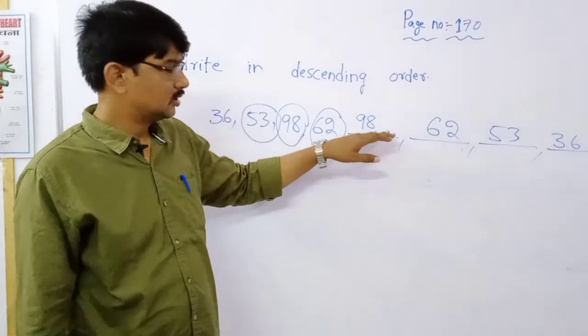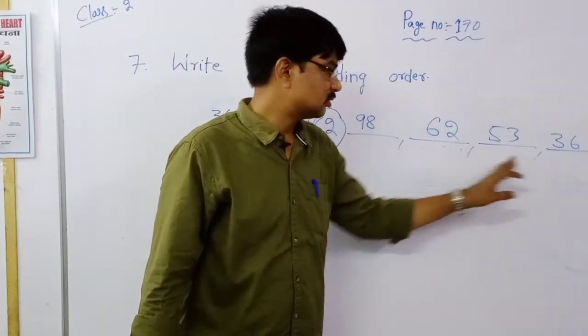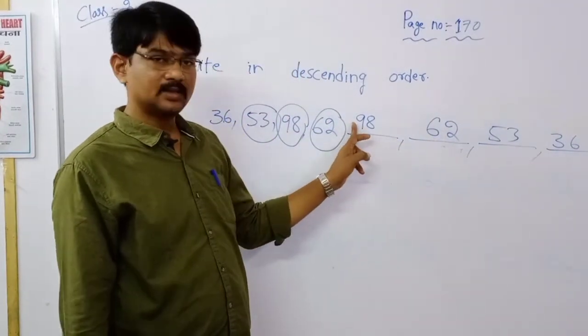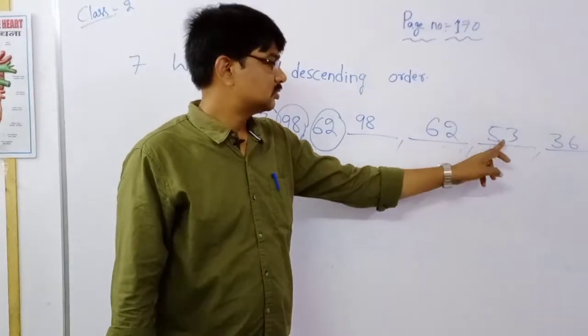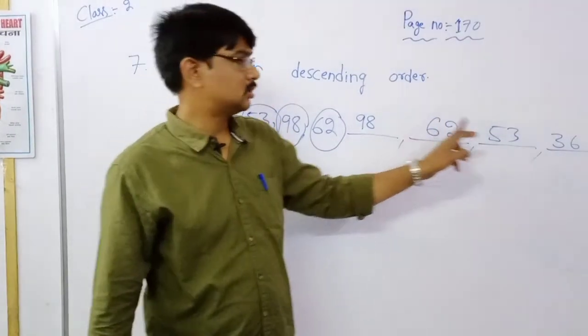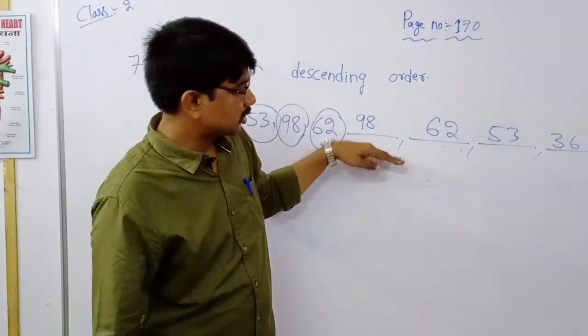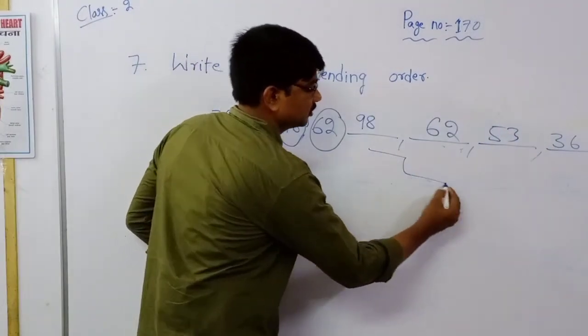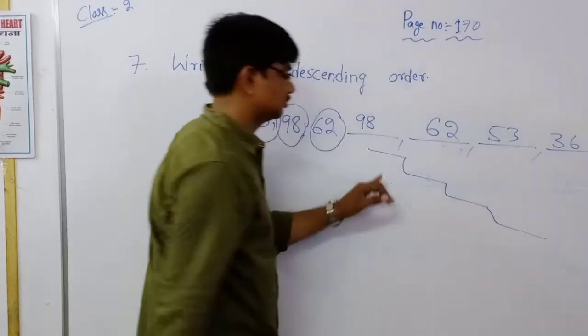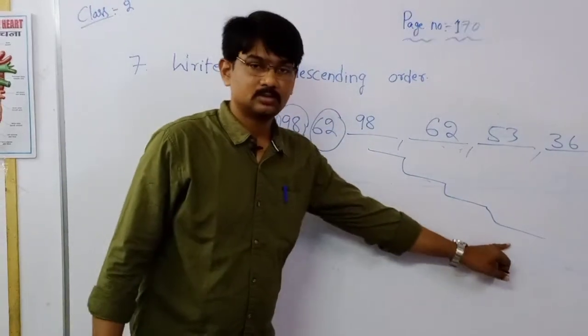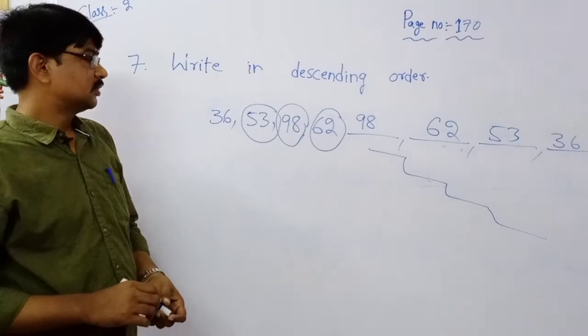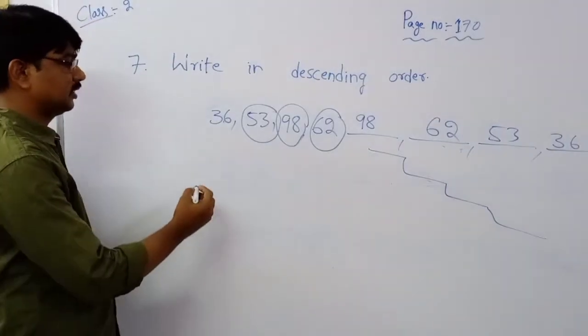Writing the numbers big to small. This number is smaller than this number. This number is smaller than this number. This number is smaller than this number. Big to small. How? Big, small, small. This is descending order. Next, let us have one more example here.